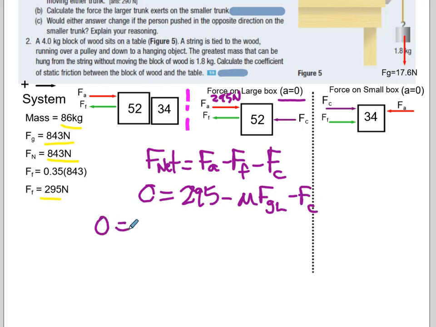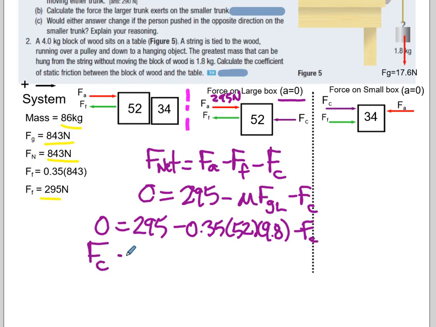So 0 equals 295 minus 0.35 times 52 times 9.8 minus that contact force. We could do a little rearranging and say the contact force is going to be 295 minus 0.35 times 52 times 9.8, and we should get 116.6 newtons. Now we'll probably be a little bit off from the textbook only because our numbers are slightly different from rounding. The textbook finds 120. We got 116.6. If we round it off, that's about right.